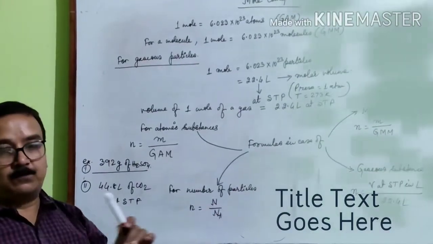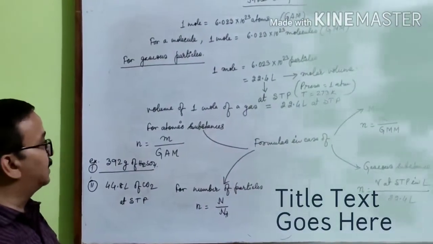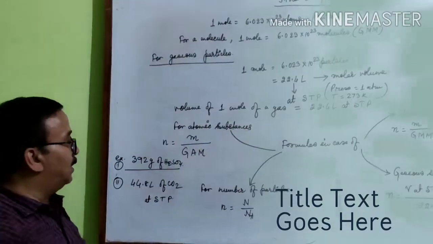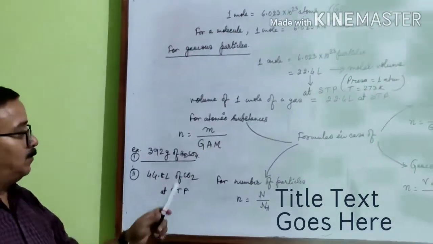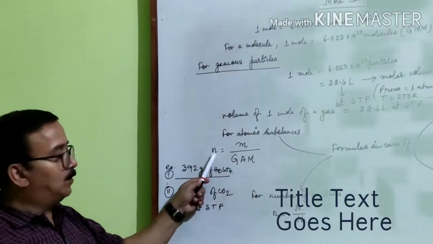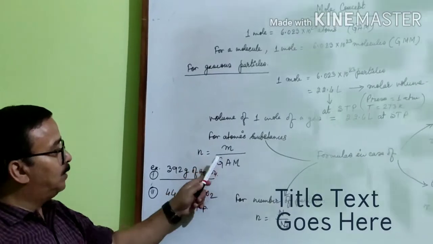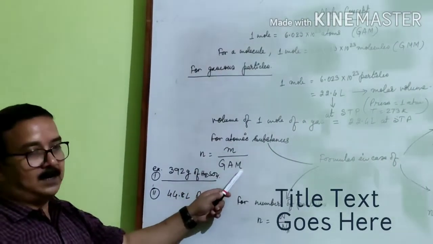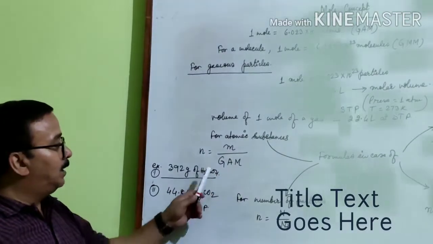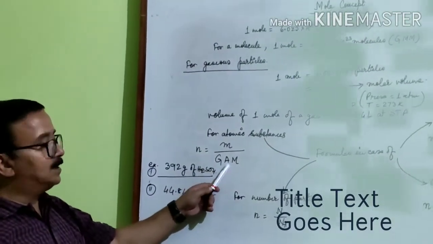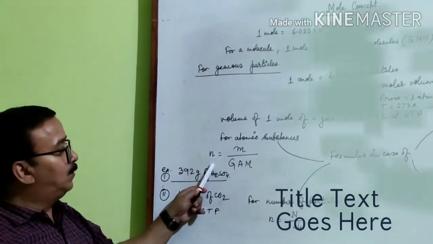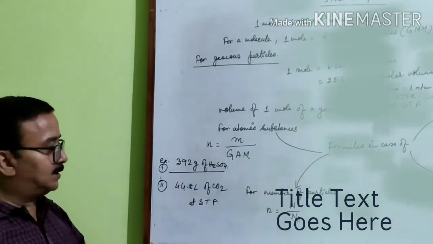Now remember this flow chart, how to calculate the number of moles. Here there are 4 cases. First one is for atomic substances where atoms are involved. To find the number of moles, the formula is n equal to m divided by GAM, where m is the given mass of the sample and GAM is the gram atomic mass. So this formula is applicable for atomic substances.